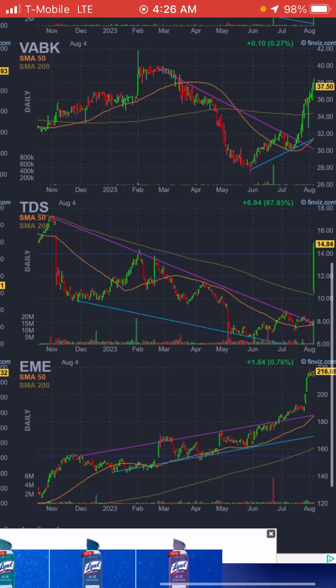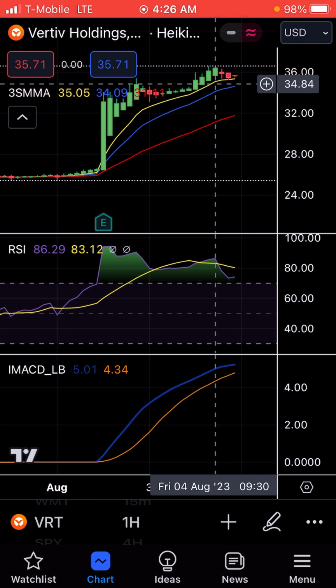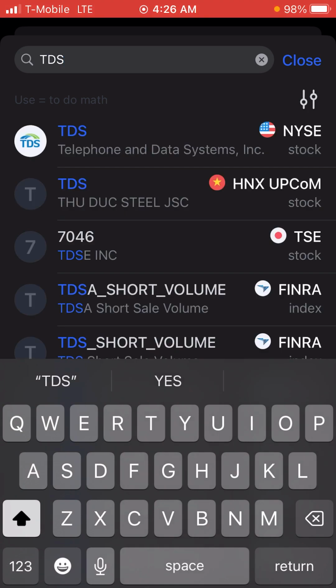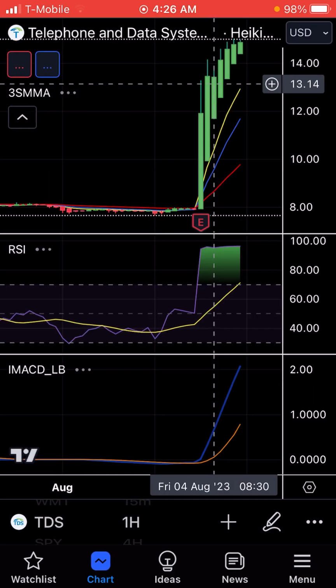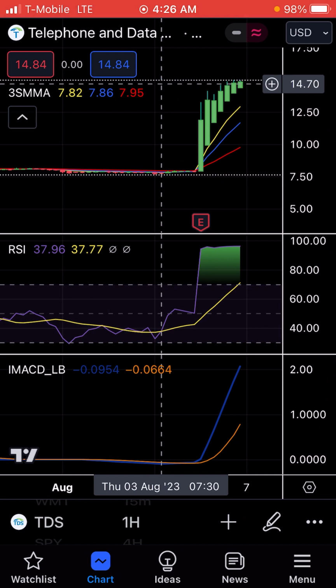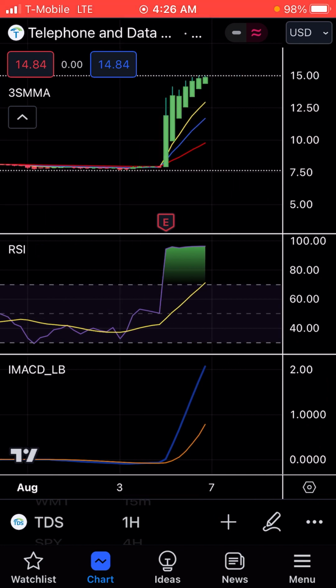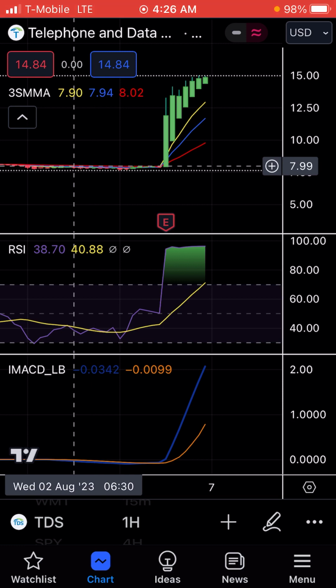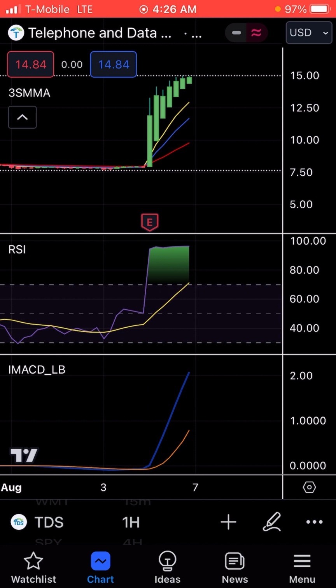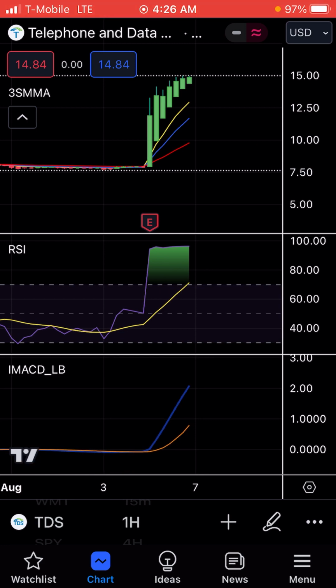Let's look at TDS. All you've got to do is look up all the ones that are overbought. TDS. So this is Telephone and Data Systems. This one has pretty much the same thing. A lot of consolidation here, and then it just started going up. And it could start to go down here. So yeah, this one could start going down.